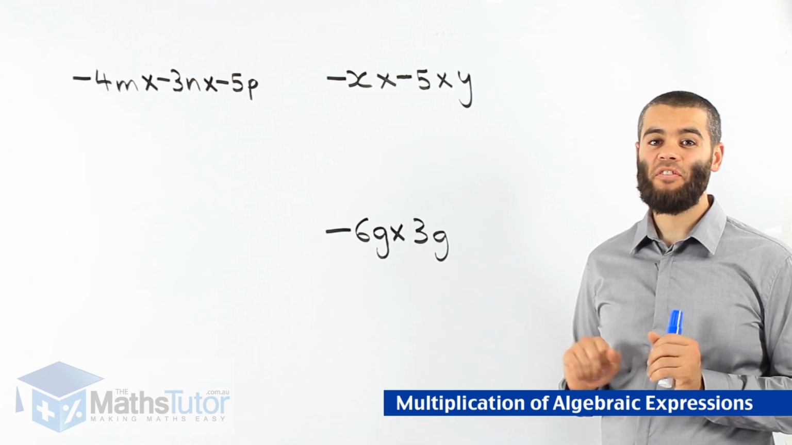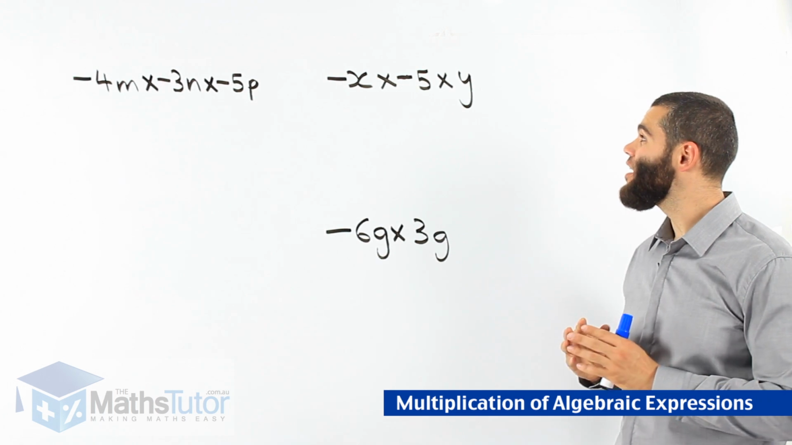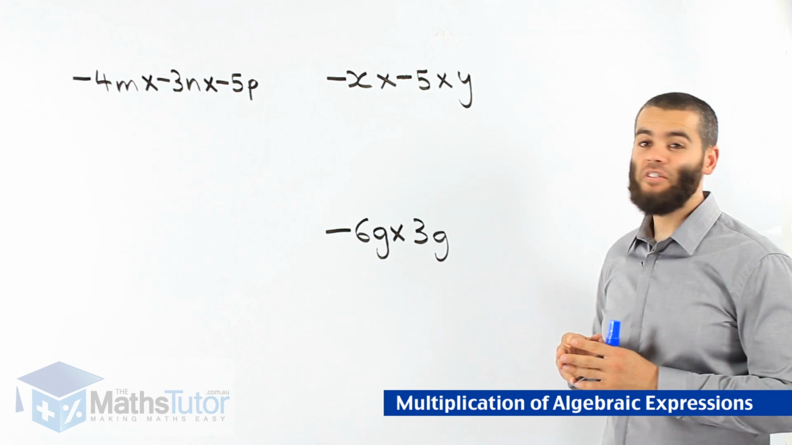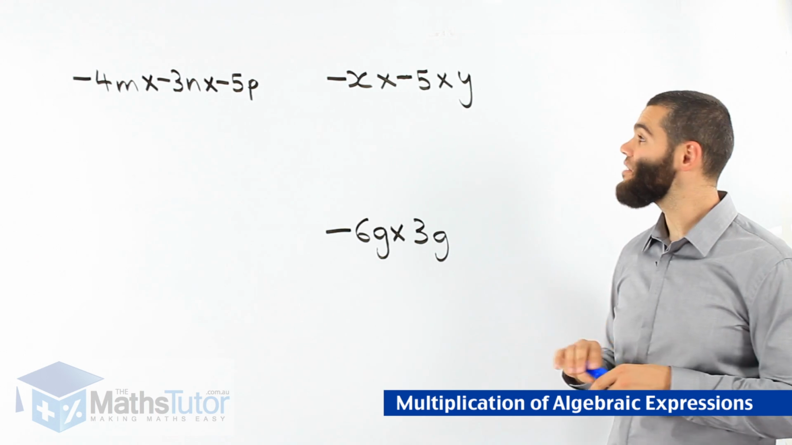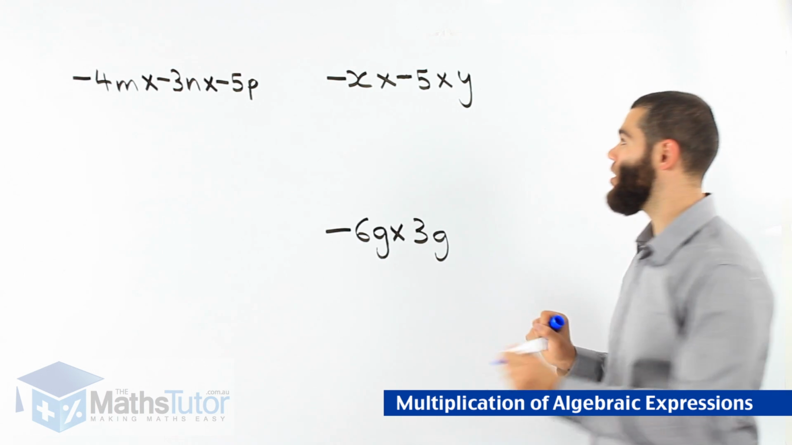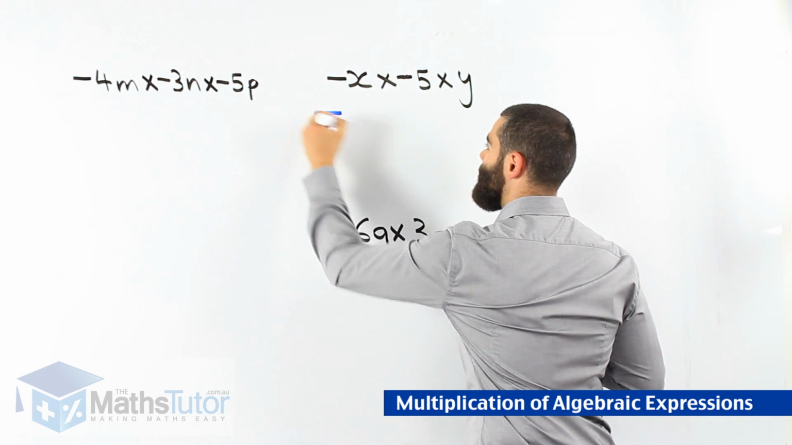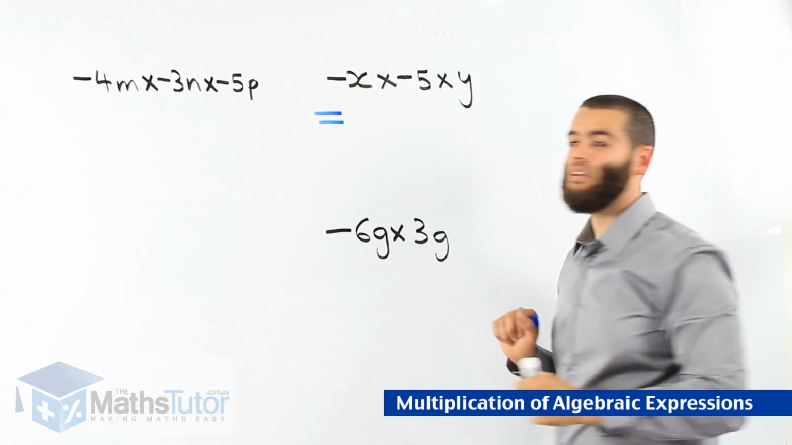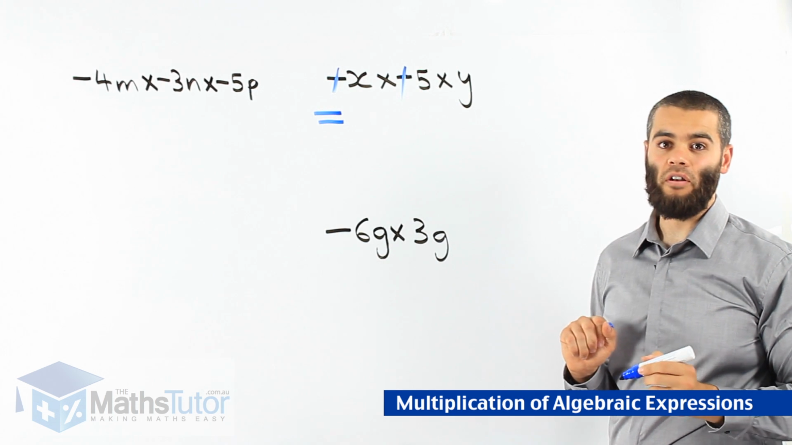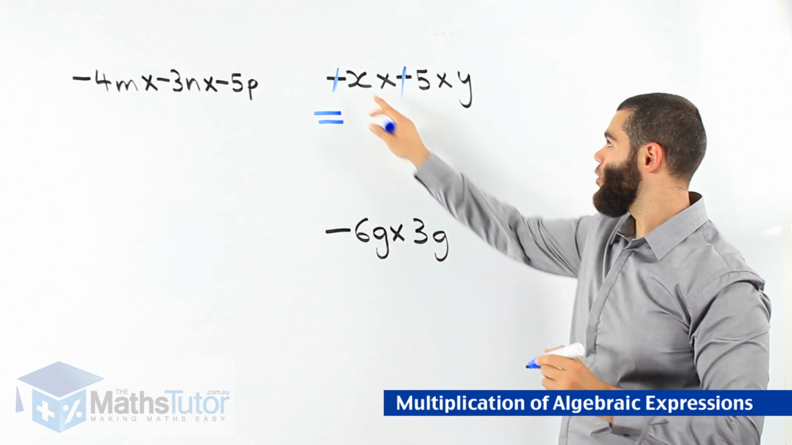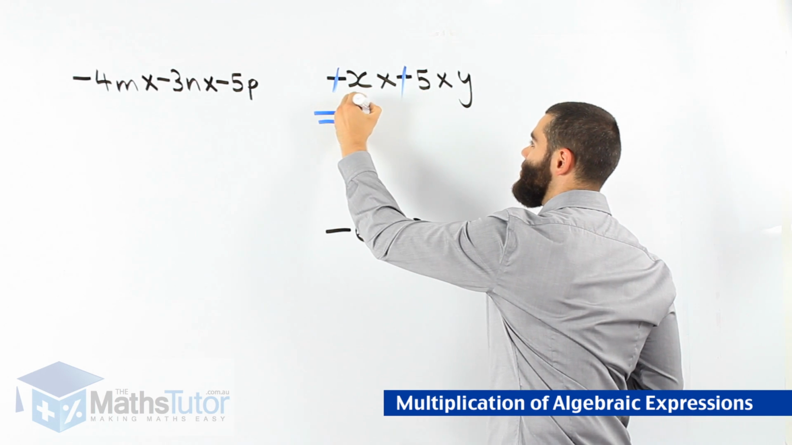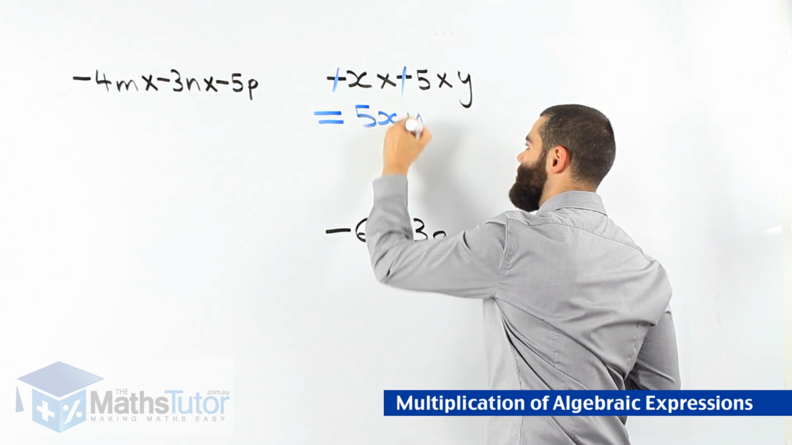Okay guys, last three examples. We have negative x times negative 5 times y. Well, same rules apply. We know that negative x times negative 5, when we have two negatives, we cancel them out. They are gone. So x times 5 is 5x. 5x times y, 5xy.